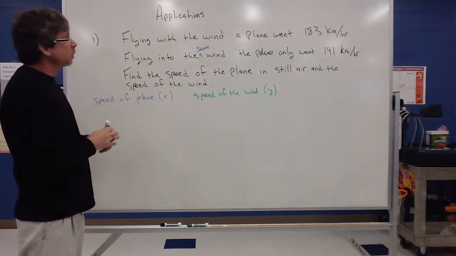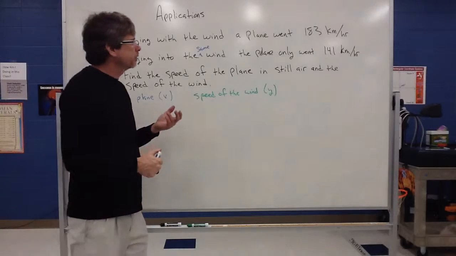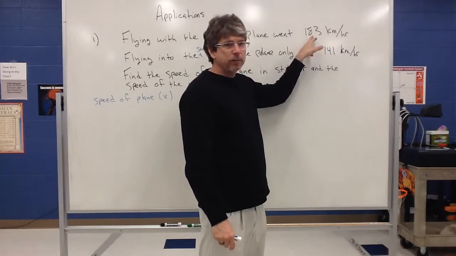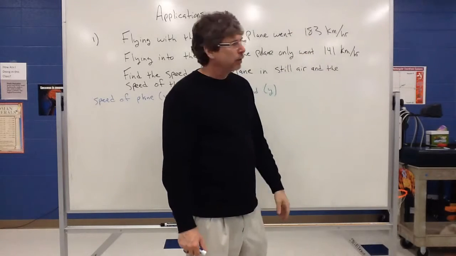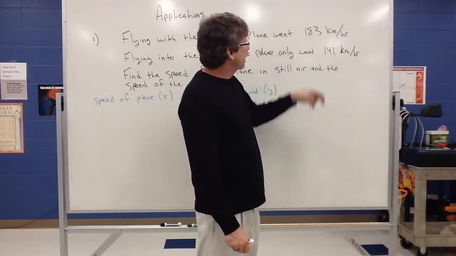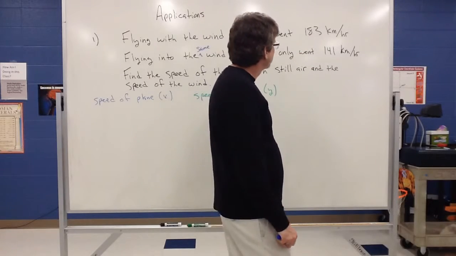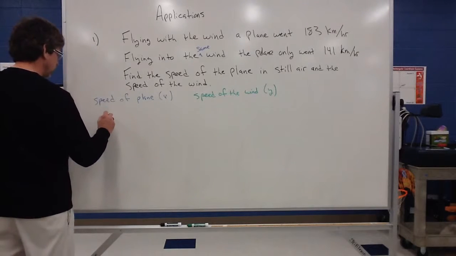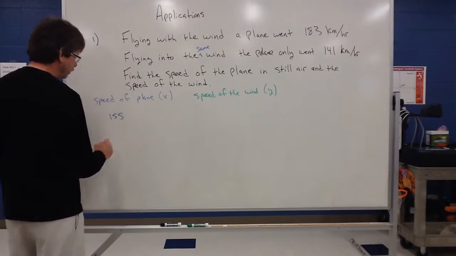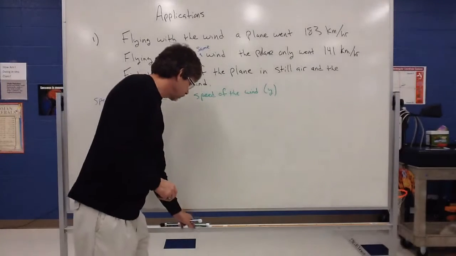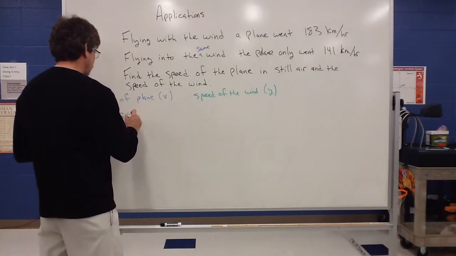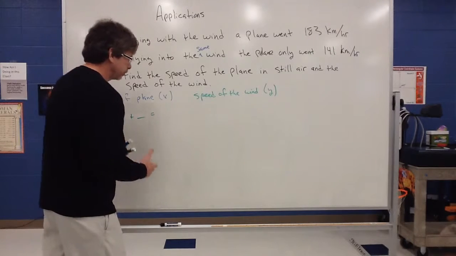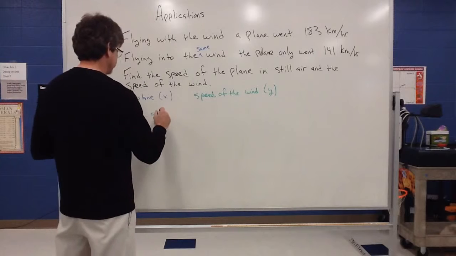Now, one of the things I can do is just make up some numbers. I know that the plane speed has to be between these two numbers, so I might pick a number halfway between those, maybe about 155 or so. So let's suppose 155 was the speed of the plane. What would I have to add to that to get that 183?